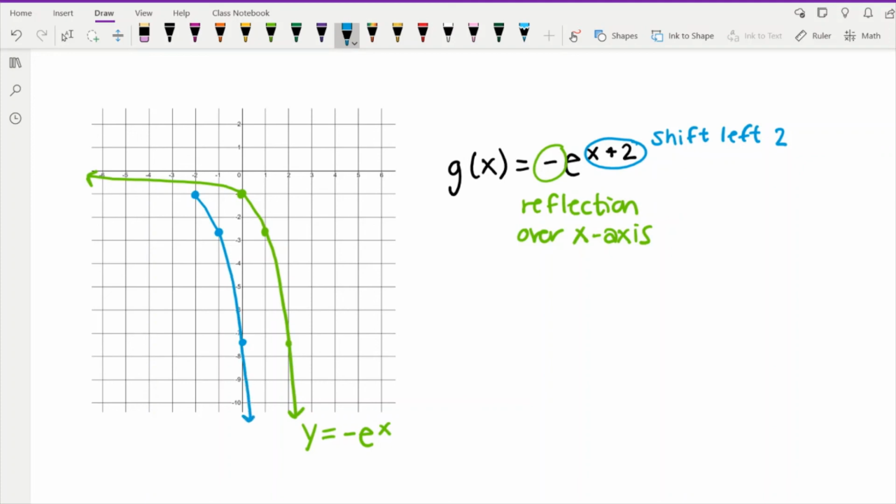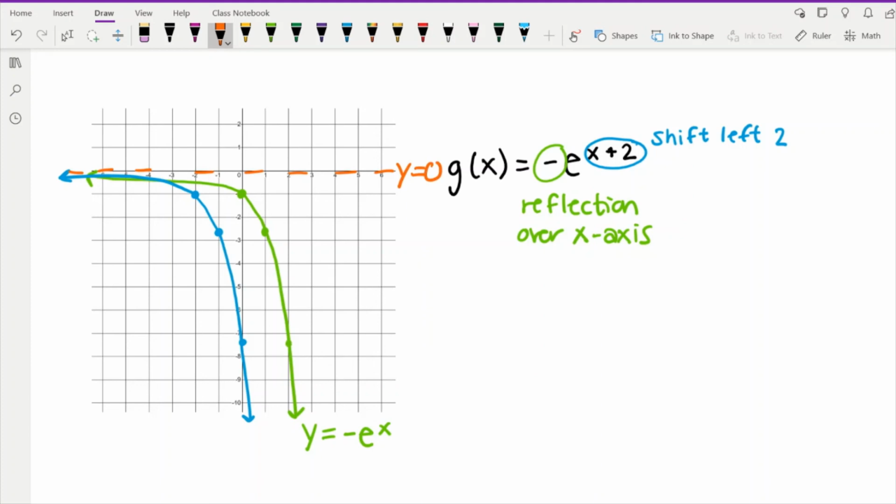And then what is the left side going to look like? Well, it's still going to have that same horizontal asymptote. Again, picture that you're taking that green graph and sliding it to the left. So it's still going to have the same horizontal asymptote. It's going to approach it in a slightly different way, but it's still going to have a horizontal asymptote at y equals 0.